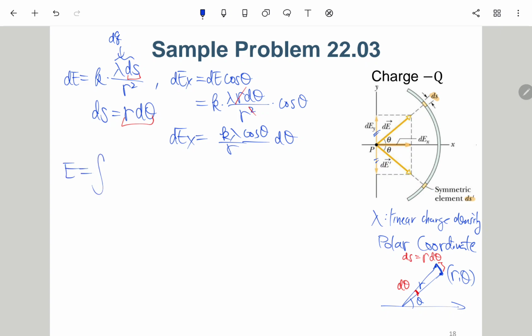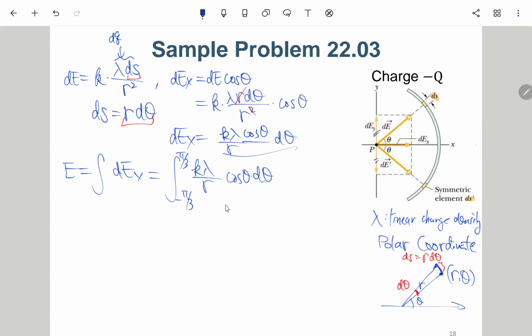E equals the integration of dex over this rod from negative 60 degrees to 60 degrees. So here we put this one in, and we have k lambda over r, cosine of theta d theta. It will start from negative 60 degrees, but in radians that is negative pi over 3 to pi over 3, referring to negative 60 degrees to positive 60 degrees.